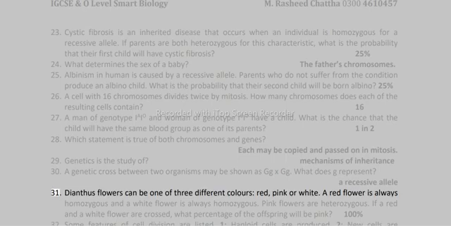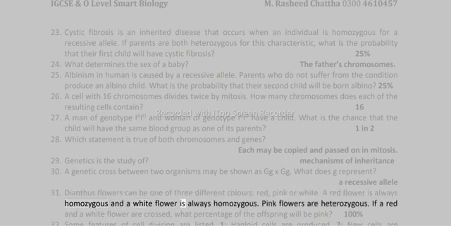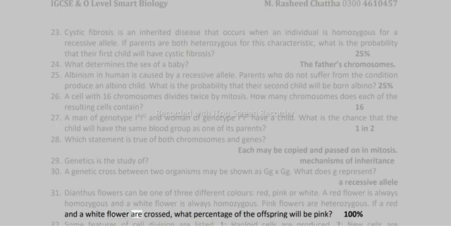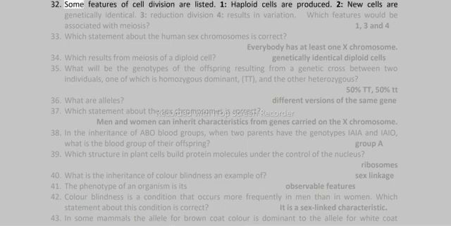31. Dianthus flowers can be one of 3 different colors, red, pink, or white. A red flower is always homozygous and a white flower is always homozygous. Pink flowers are heterozygous. If a red and a white flower are crossed, what percentage of the offspring will be pink? 100%.